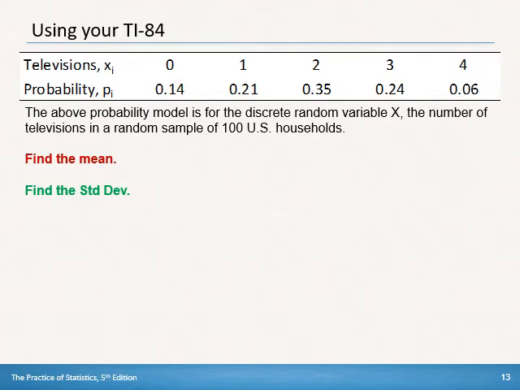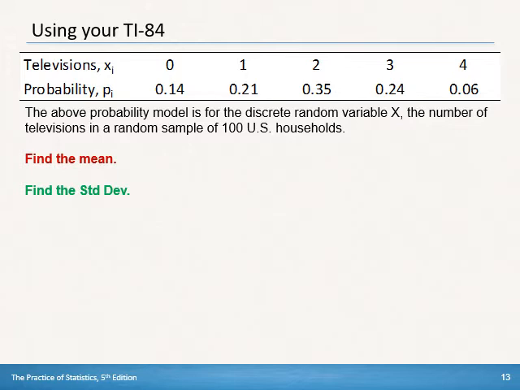All right, so this example is the random variable x, the number of televisions in a random sample of 100 US households. And they're asking us to find the mean and the standard deviation. So let's show you how you would find these using your calculator, because we're really not going to expect that you're doing this by hand.